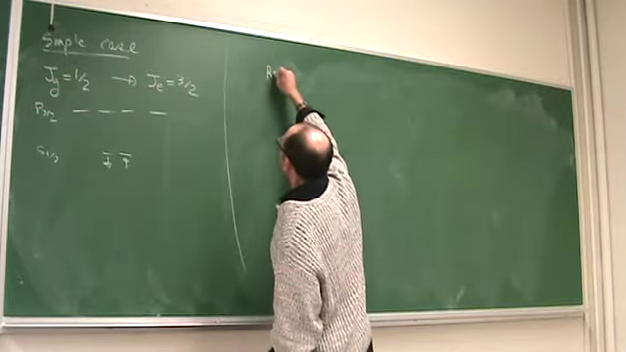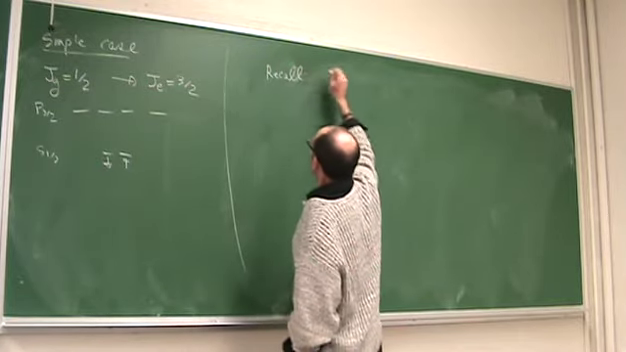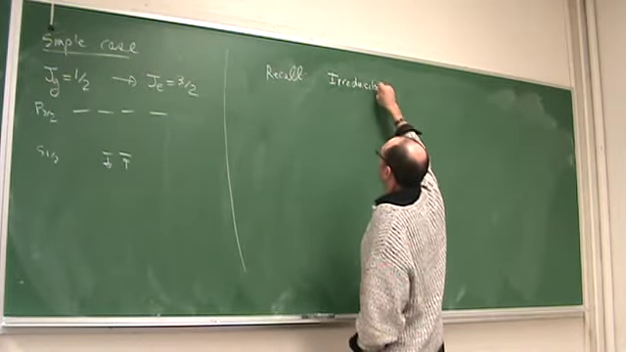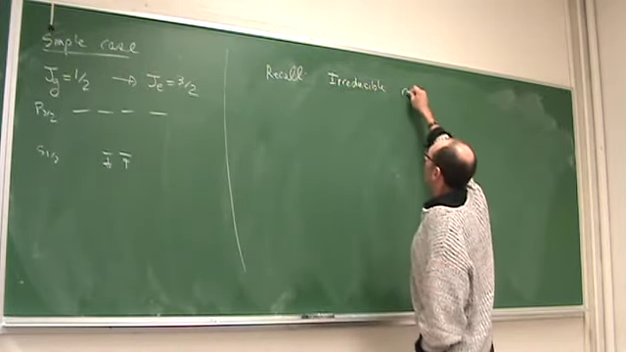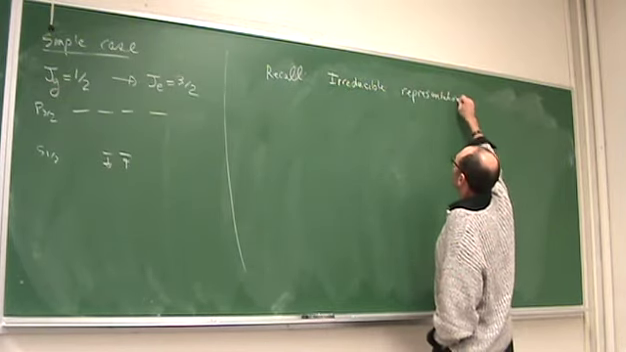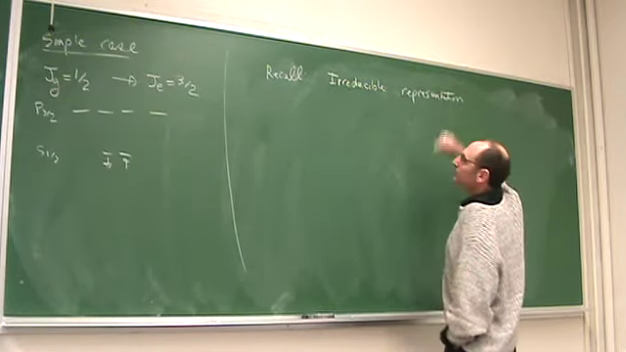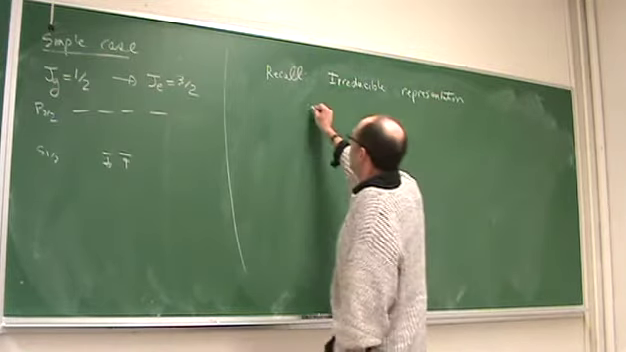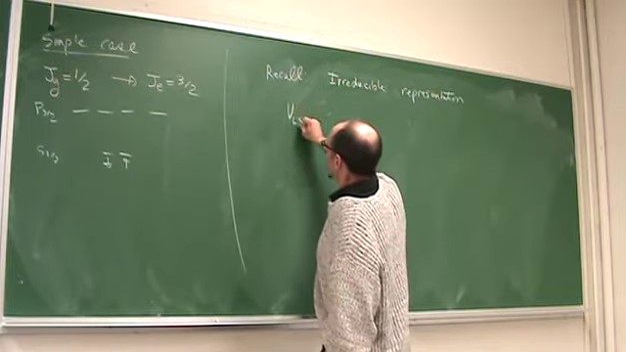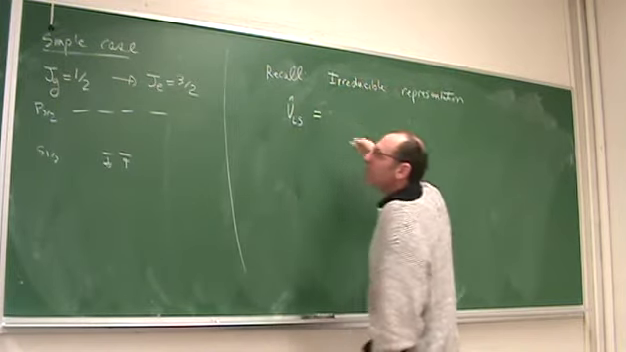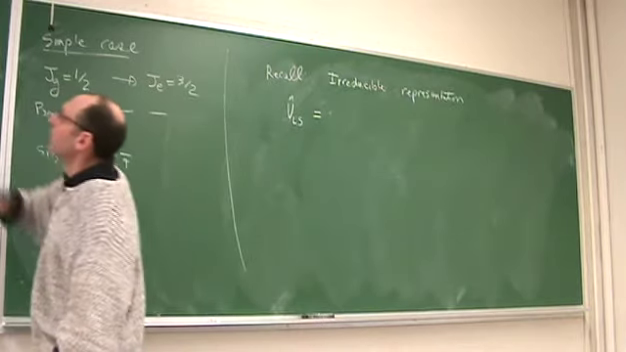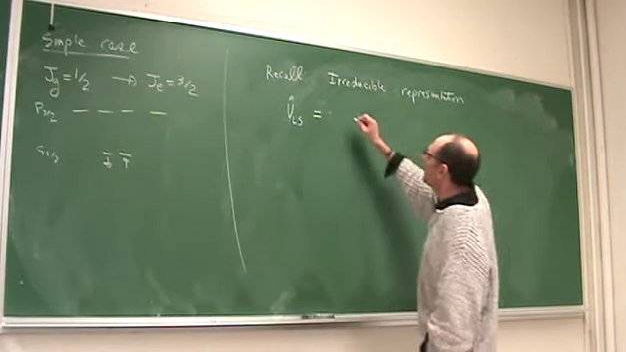So recall the irreducible representation. We can decompose our light shift potential into components having to do with the irreducible tensor components of the polarizability.